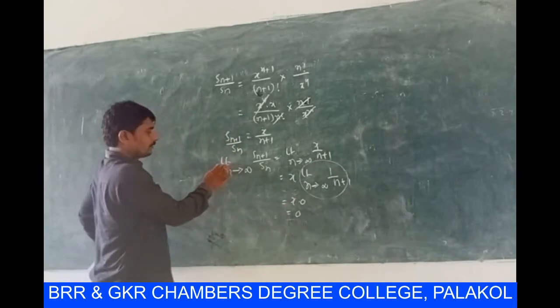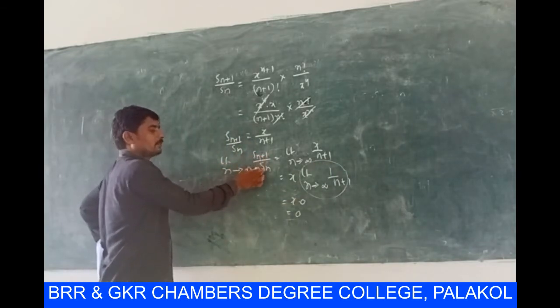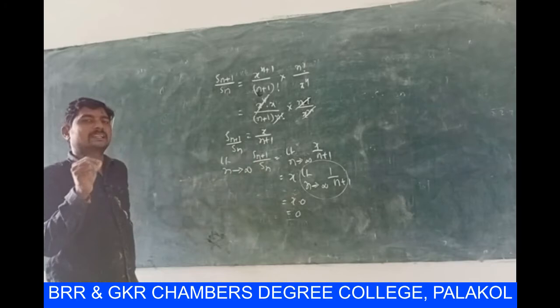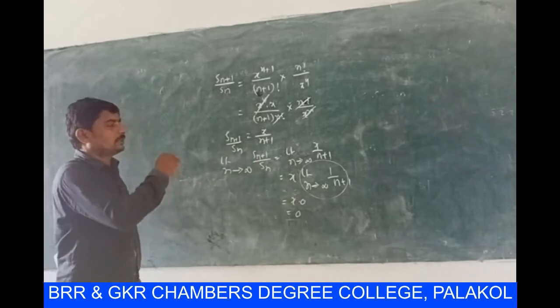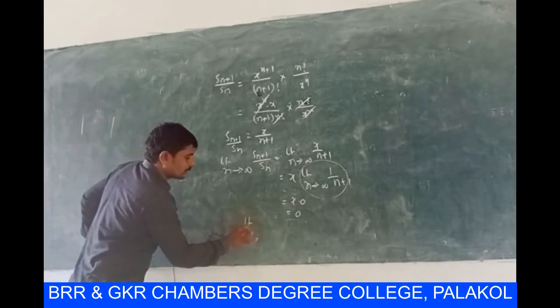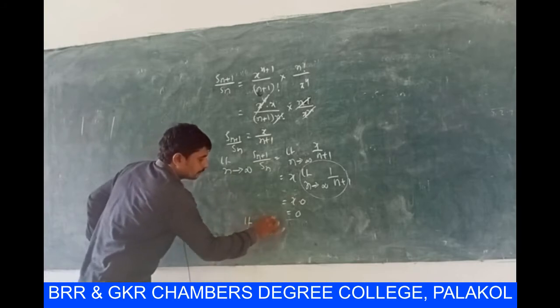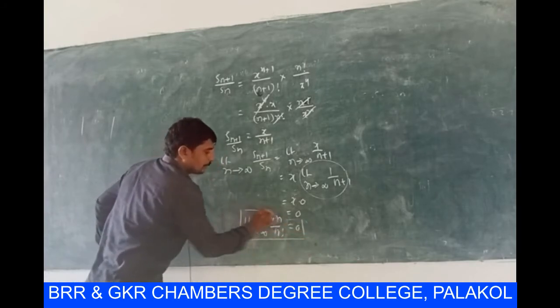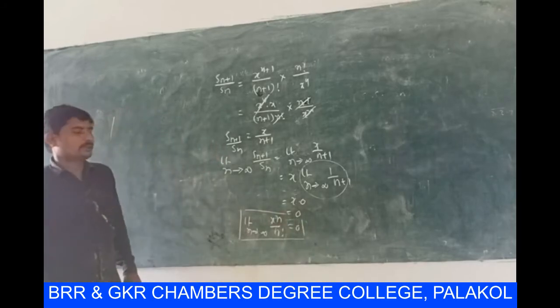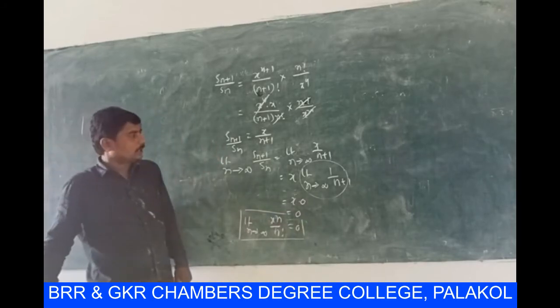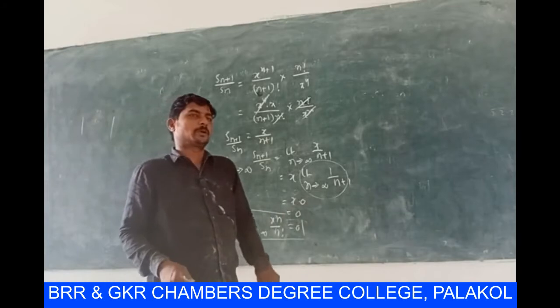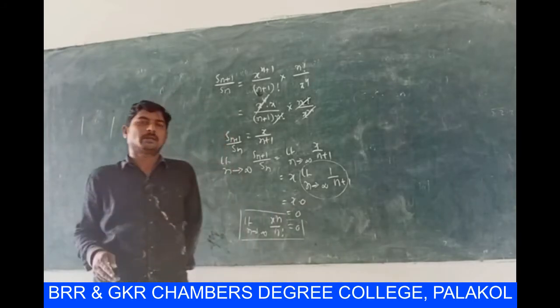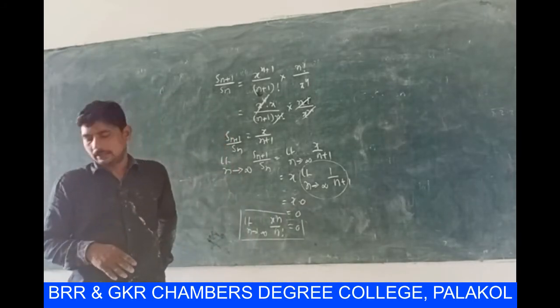So therefore, whenever limit n tends to infinity Sn plus 1 by Sn is equal to 0, by Cauchy's second theorem on limits, our limit n tends to infinity x power n by n factorial is also equal to 0. So limit n tends to infinity x power n by n factorial is equal to 0. This is a problem. Like that we discussed some other problems related to Cauchy's first theorem on limits, Cauchy's second theorem on limits.